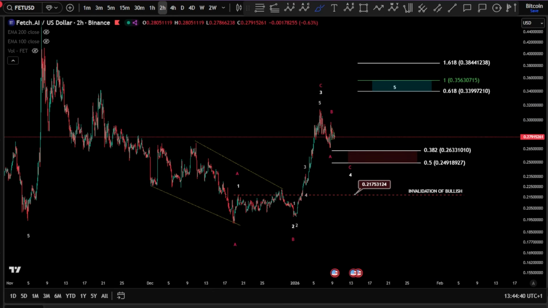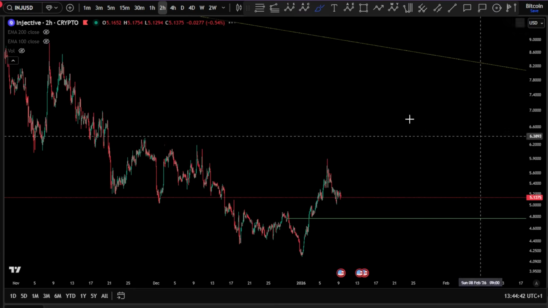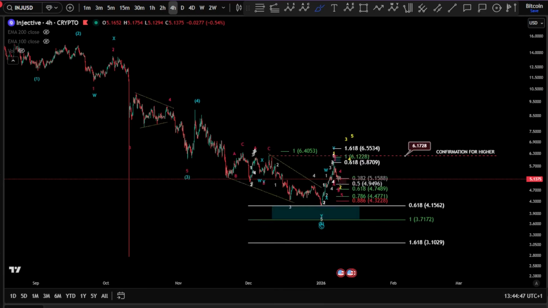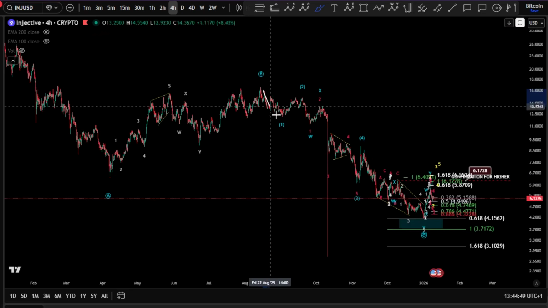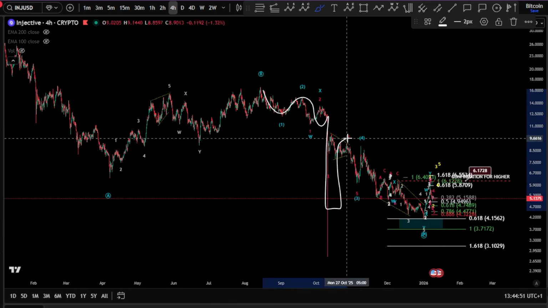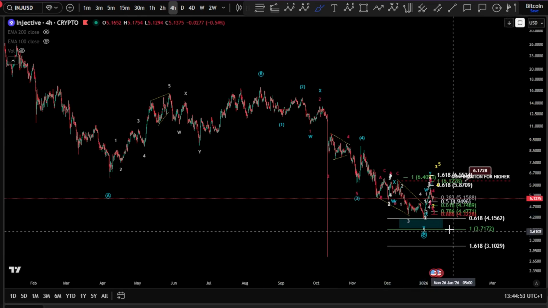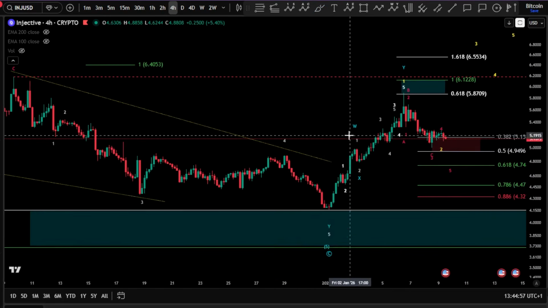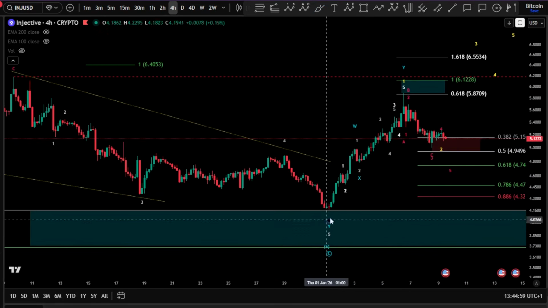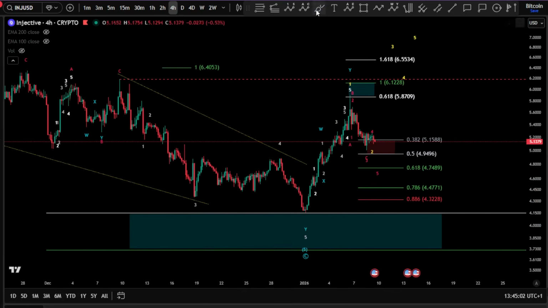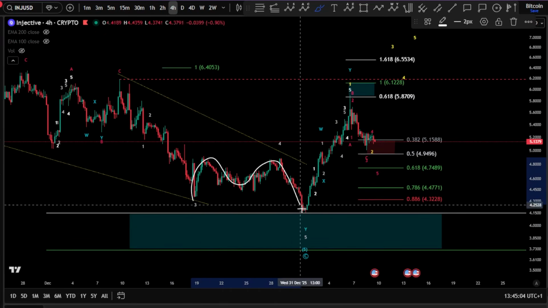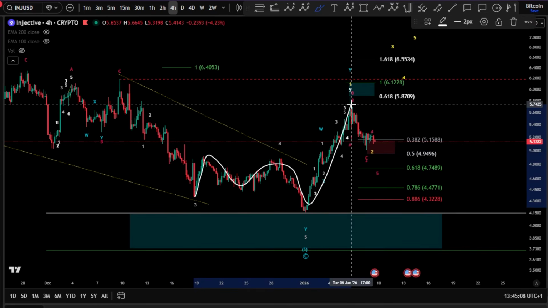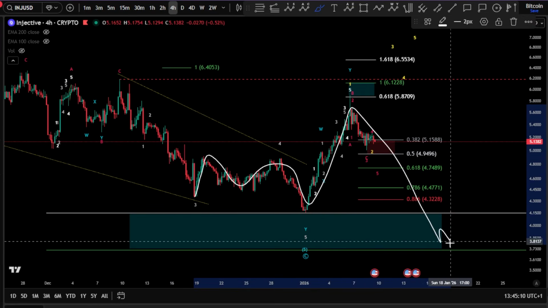Let's move to the final one that we have here, Injective. For Injective as well, on the 4 hours chart, we are looking at a potential double 1, 2, 3, 4 and a 5, that has finished perfectly in our target for a wave 5 as a blue box, and we start to see the impulse directly after this push toward the upside. Now, don't forget, this still can be an A, B, and a C, an expanding flat, in case it wants to reach lower.